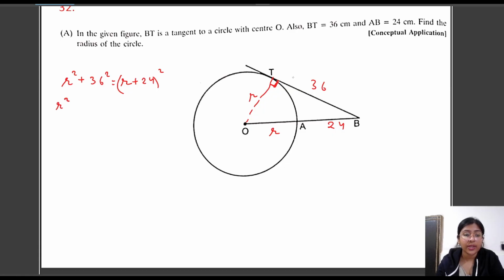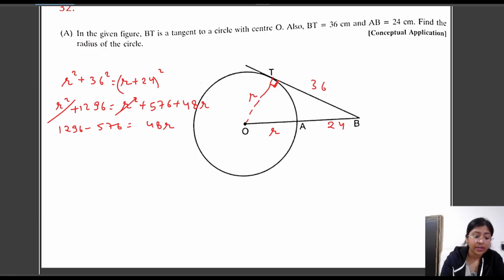So R square, 36 square will be 1296. R square plus 24 square will be 576. 24 into 2, 48R. Okay, R square will be cancelled by R square. We will have 1296 minus 576 is equal to 48R. So if you subtract these two, it will be 720 is equal to 48R.